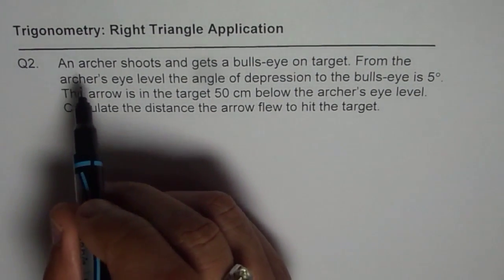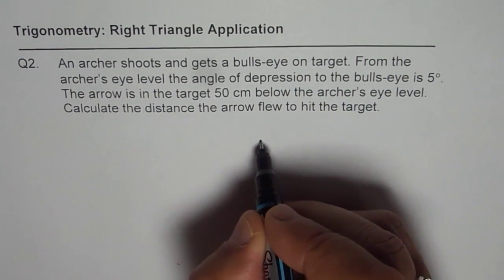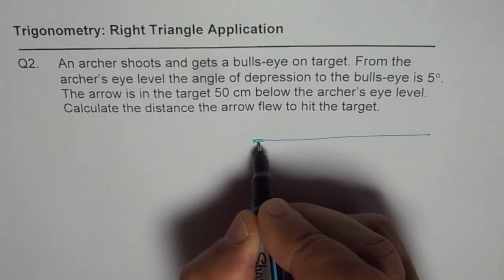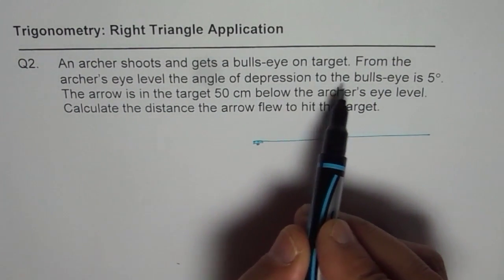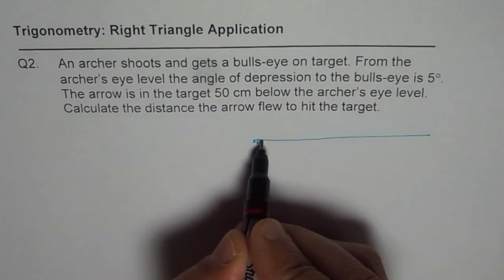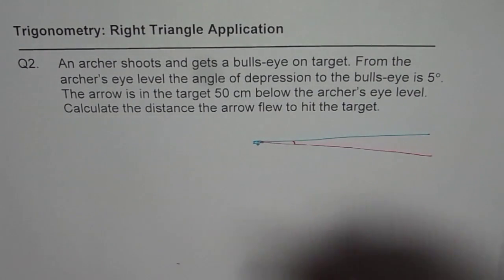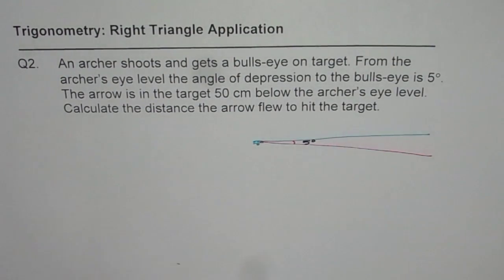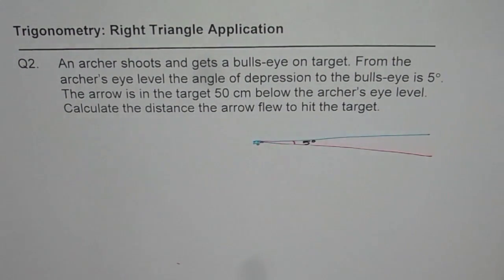What is given to us is that the archer shoots and gets a bullseye on the target. Let's first sketch this diagram. The archer is here, that's the eye position. Now from the archer's eye level, the angle of depression to the bullseye is 5 degrees. Let me draw in a different ink. From here it is 5 degrees, kind of like this. So this angle is 5 degrees, that is what is given to us. Let me write 5 degrees here. Whenever we say angle of depression, it is with the horizontal.